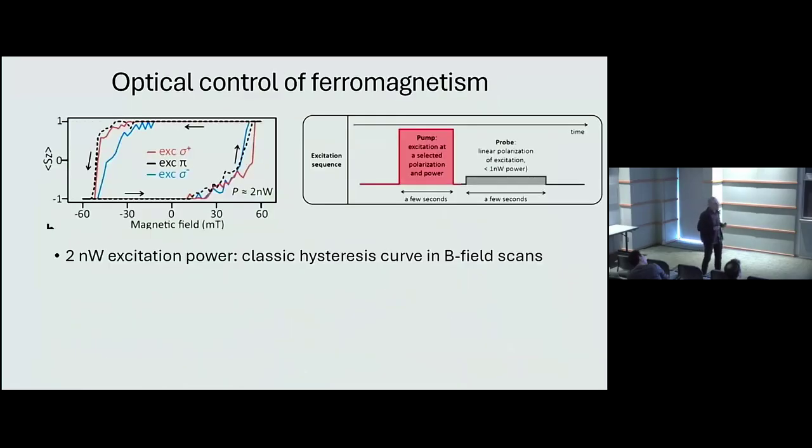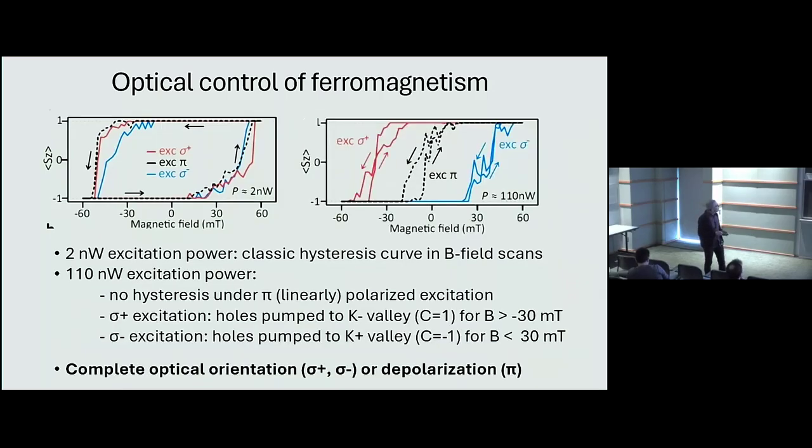Anyway, now let me come to the actual point that I wanted to make. I showed you the state already at 2 nanowatts, and we now are going to do an experiment where we pump the system with a certain well-defined polarization for a few seconds. As I said, it's poor man's pump probe in this case. Then we probe with much smaller power, where we know that the polarization of the light does not matter, for a few seconds, and then we look at what we see in this probe. Now what we find is something that's really, in my opinion, remarkable.